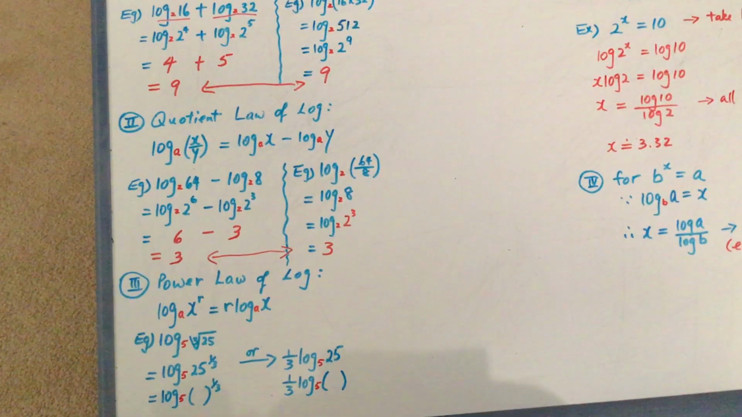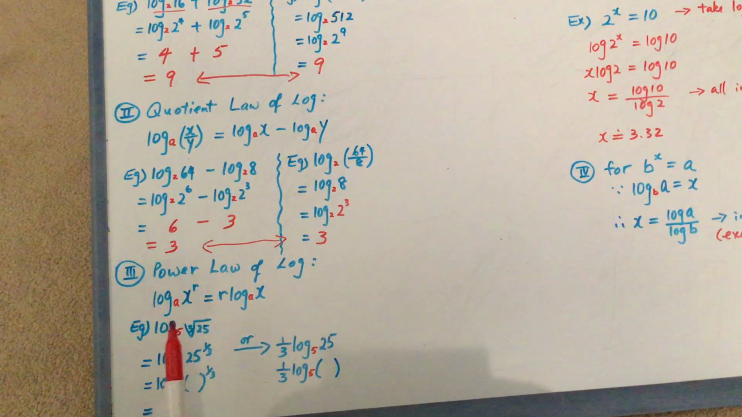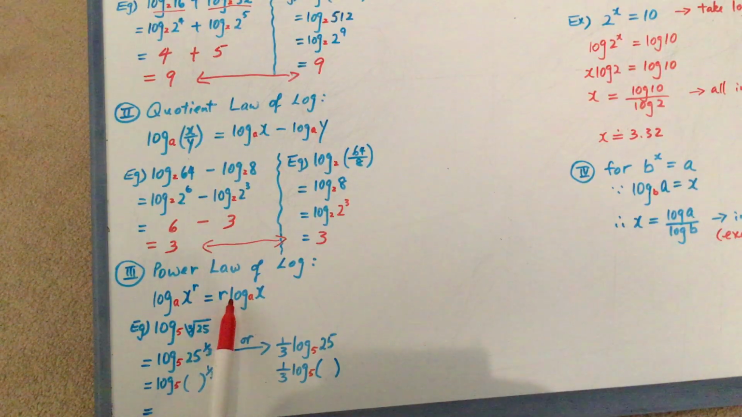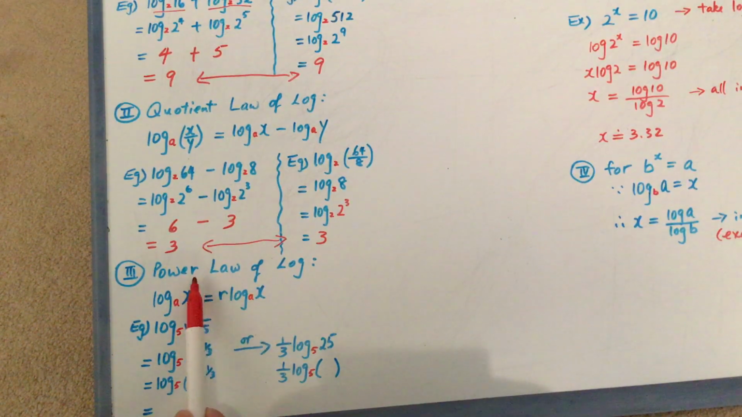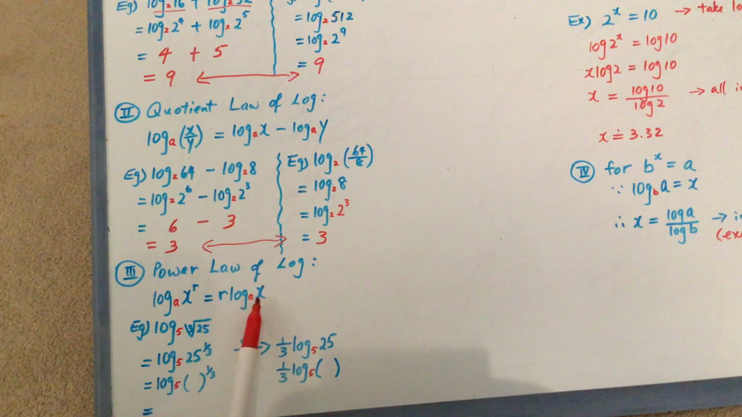And then there's one more law here. It's called the power law of logs. And this power law is, in fact, very useful. It happens all the time that you get an expression such as log a of x to the power of r, and that exponent r can be put outside as a multiplier, as r times log a of x. Okay, so this can be rewritten by bringing the exponent in front of the log as a multiplier of the entire log a of x.